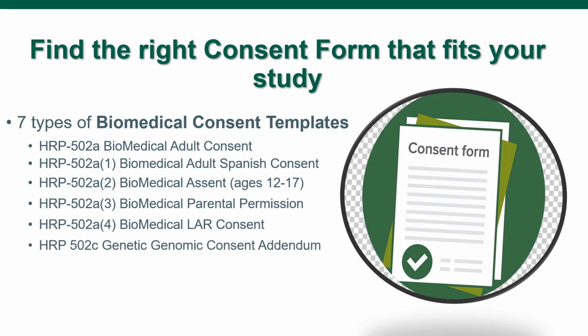Now we go to the genetic genomic consent addendum. Now, if your study involves genetic testing, you will add the genetic genomic consent addendum. And finally, if your study will involve unapproved drugs, biologics, or devices for expanded use, compassionate use, or humanitarian use, you will use emergency use or compassionate use consent.